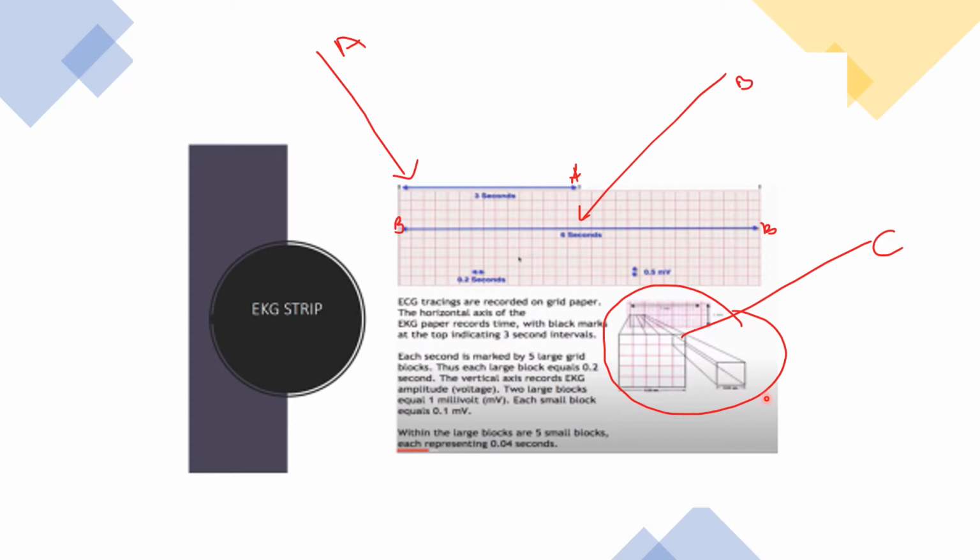So just say, for example, if your P wave falls on this block only, then you will just say, okay, that P wave is equal to 0.04. If it falls on 2 blocks, it will be equal to 0.08 and so forth.